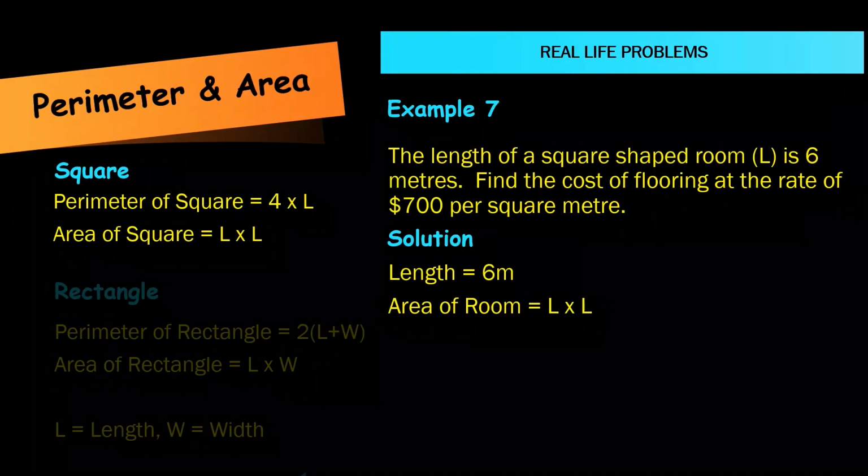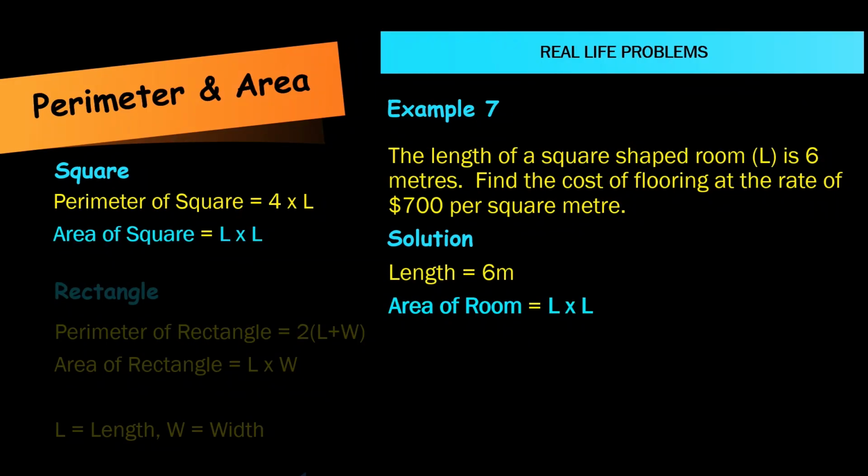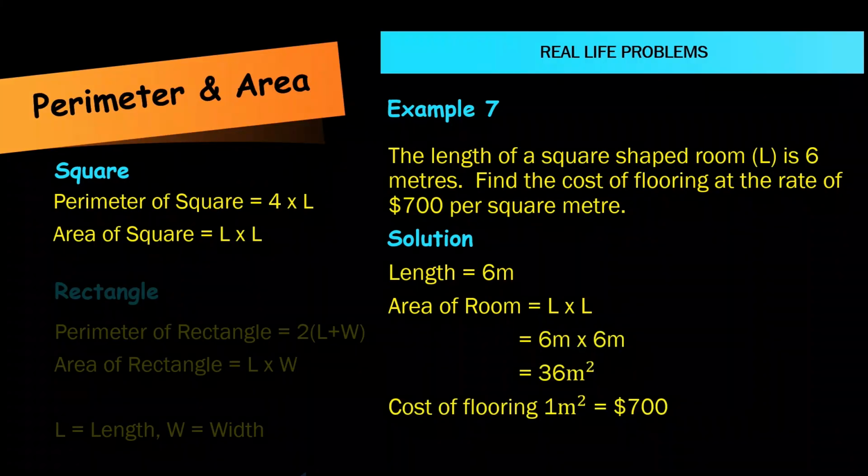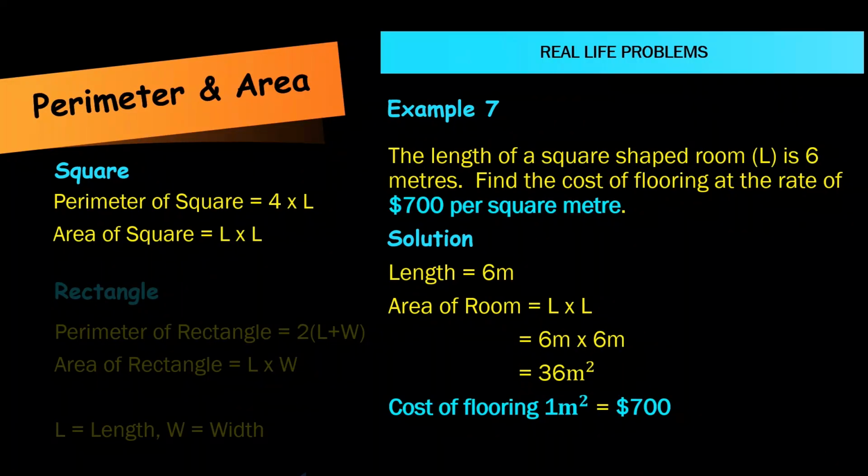The formula for the area of a square, because we're looking at a square-shaped room, is L times L. Plugging in the value for L equal to 6 meters gives us that the area of the room is equal to 36 meters squared. Now the cost of flooring for 1 meter squared is equal to $700.